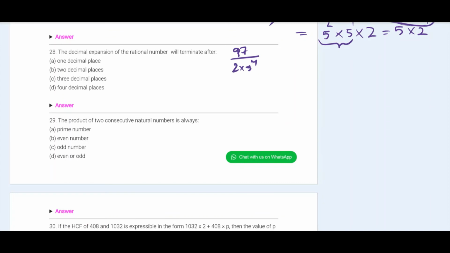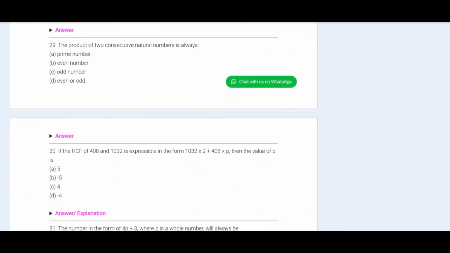28. The decimal expansion of the rational number will terminate after, so 97 by 2 into 5 power 4, so 4 is directly 4 places.